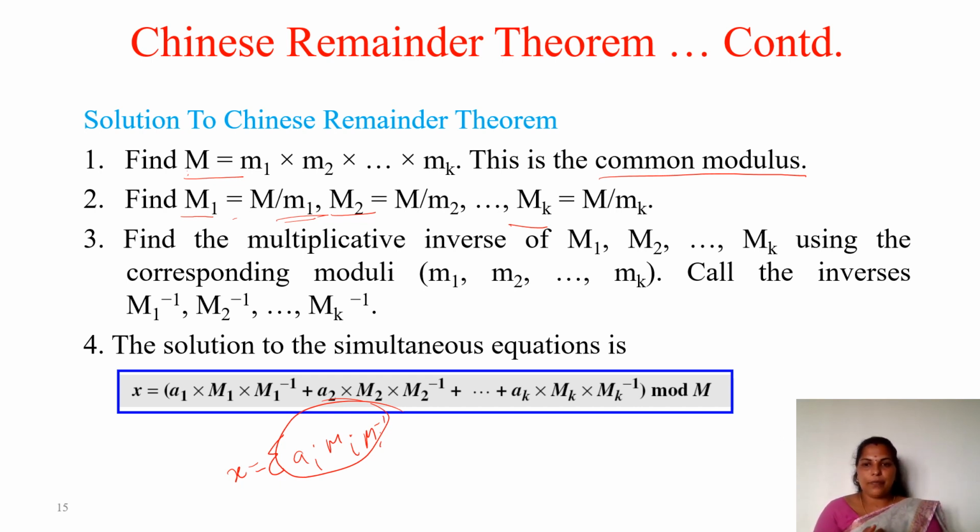So first we compute M, the common modulus. Then we compute the individual moduli M1, M2 up to Mk, then the corresponding inverses. Then we find the solution of the simultaneous equations, where a1, a2 and so on are used. Finally we get the answer x. To check whether the computed solution is correct, put the value of x into x congruent to a1 mod m1 and the other equations. If you get the answer for all the equations, the computed value is correct.